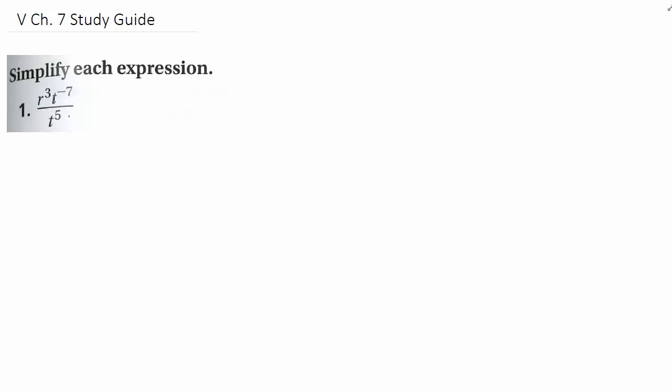This is the Chapter 7 study guide. So we want to simplify this expression. We're going to divide these polynomials here by subtracting the powers. There's only one r, so carry that. And then for the t, I'm going to do this on the side.